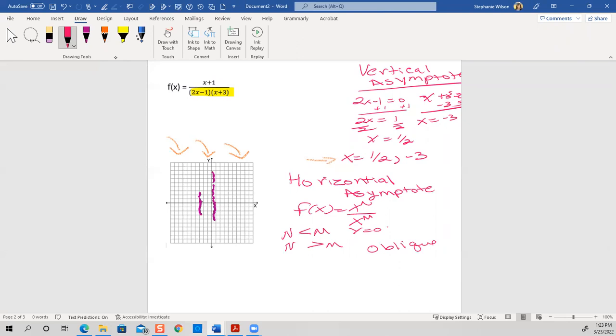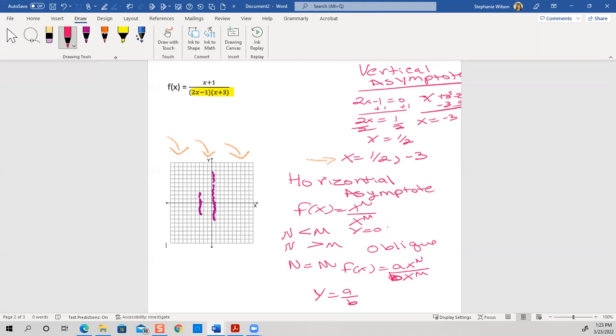asymptote. If my n is equal to my m, then what we're going to do is take the f of x and the coefficient on that x, and we're going to call it a, over my coefficient, and we're going to call it b, on the denominator. We're going to take it, and that's what's going to be our horizontal asymptote.